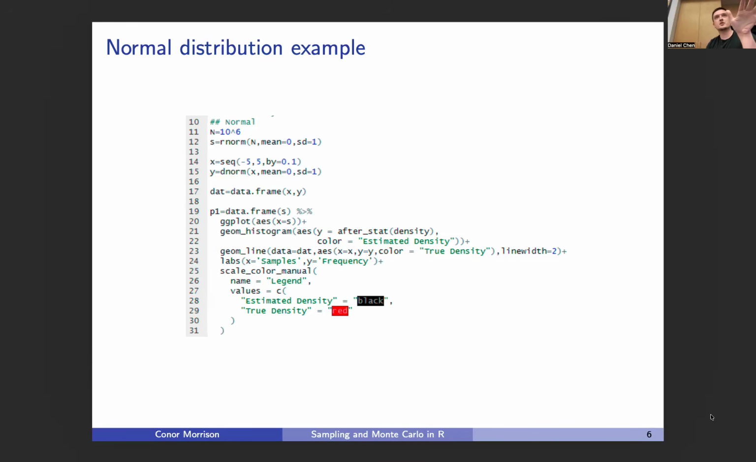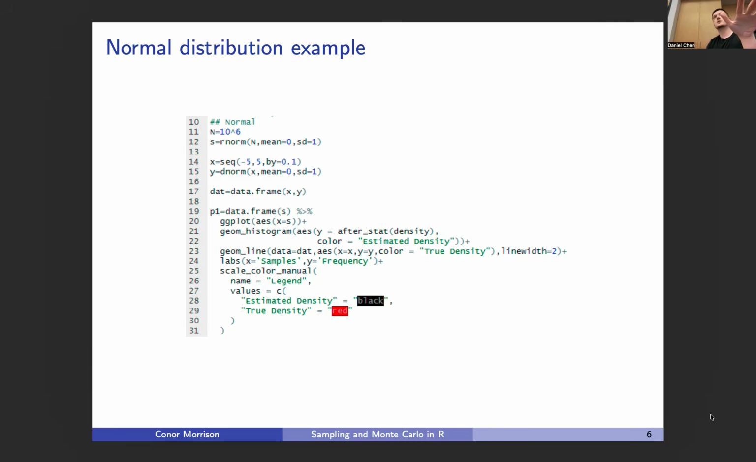So for the first example, I'm going to show you a normal distribution. Most of these examples are going to be the same, so I'll just go through this one in a little bit more detail. At line 11, you can see I'm setting my sample size. I'm going to take 1,000,000 samples from this. In line 12, rnorm is the function that lets you sample from the normal distribution. So here I'm saying give me n samples with mean 0 and standard deviation 1.